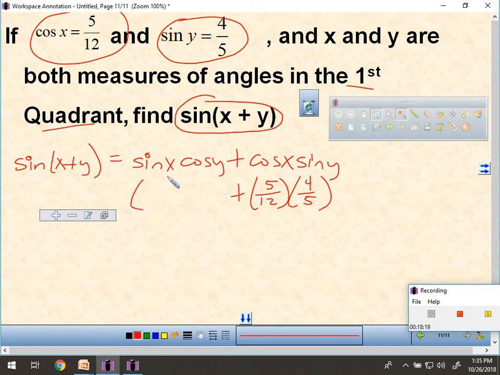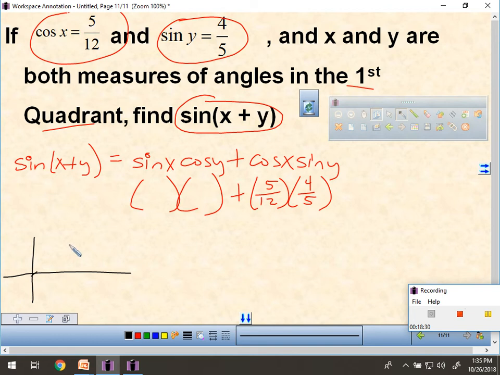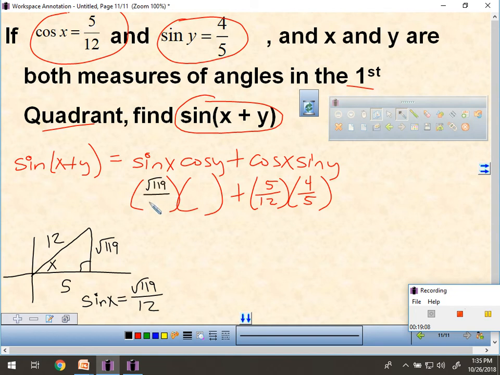What I don't know is what sine of x or cosine of y is. So this is where I'm going to have to draw my triangles for both of them in the first quadrant to figure out what those are. So I'm going to draw a triangle in the first quadrant, angle x, and it says cosine is 5 over 12, so that's adjacent over hypotenuse. You could do Pythagorean's theorem, but I'll go ahead and let you know that if you did Pythagorean's theorem on that, you would get the square root of 119, that's 144 minus 25. So you get the square root of 119 for that missing leg. And so then now you can figure out what sine of x is. Sine of x then would be radical 119 over hypotenuse of 12. So that would be radical 119 over 12.